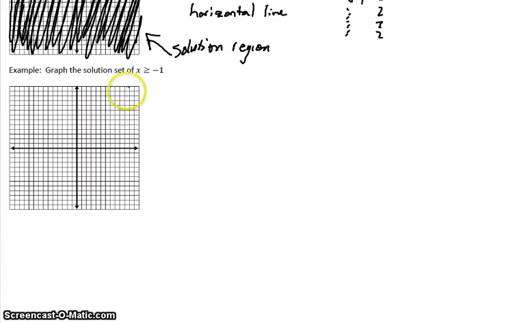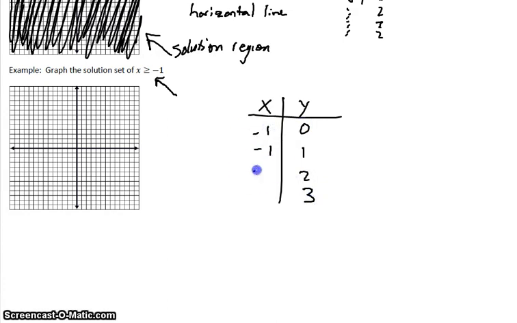Finally, if you have something that looks like this, we have a variable for x. Now it doesn't matter what value of y I pick. I can pick y as 1, 2, 3, it doesn't matter. x will always be -1. So this is a vertical line, and it goes through the x-axis at -1. I'm going to have a solid line.